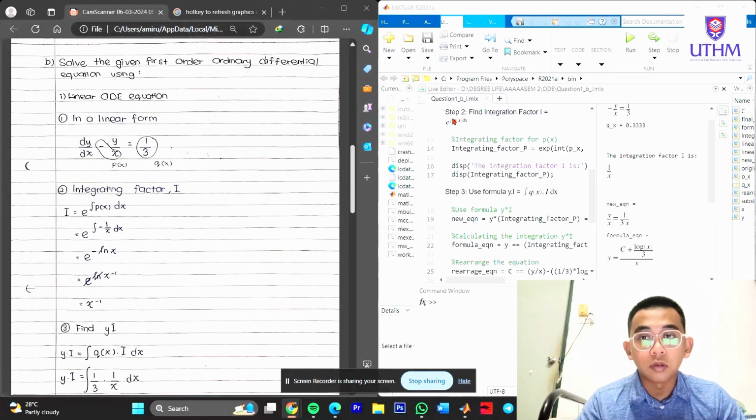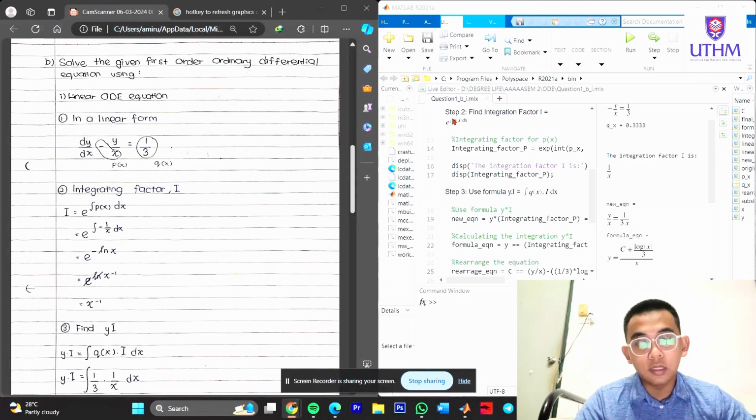Okay, so on the left side, by using the linear ODE equation, we need to form it in linear form. So dy over dx minus y over x equals 1 over 3. So our px is negative 1 over x, and our qx is 1 over 3.